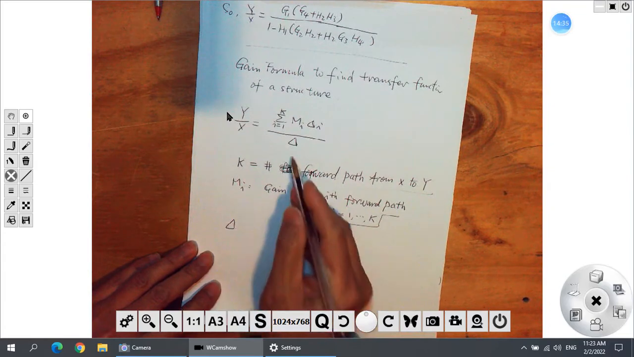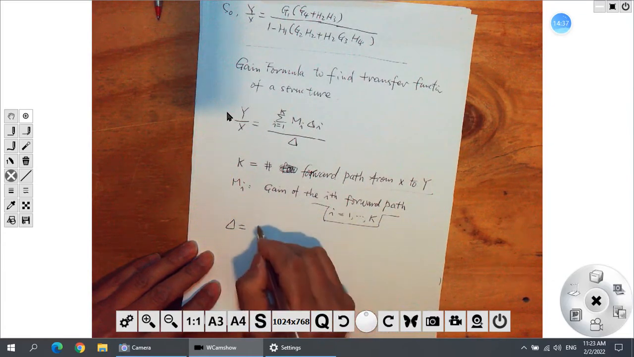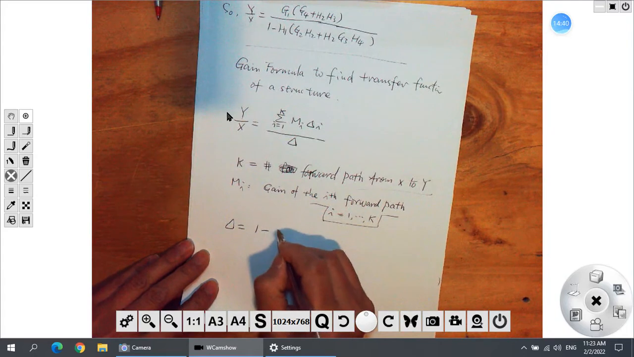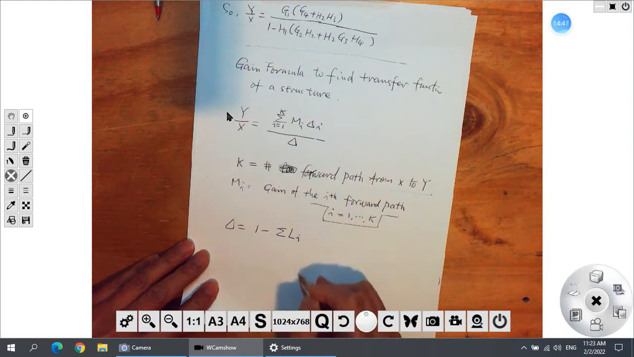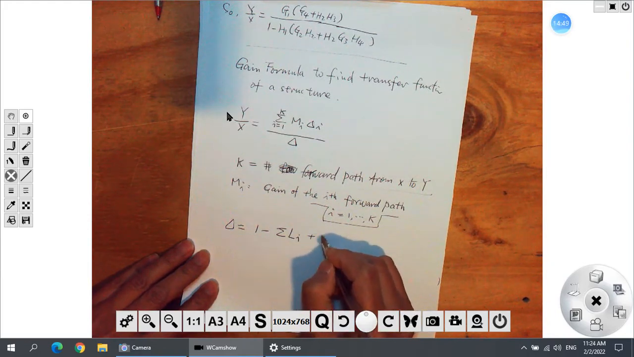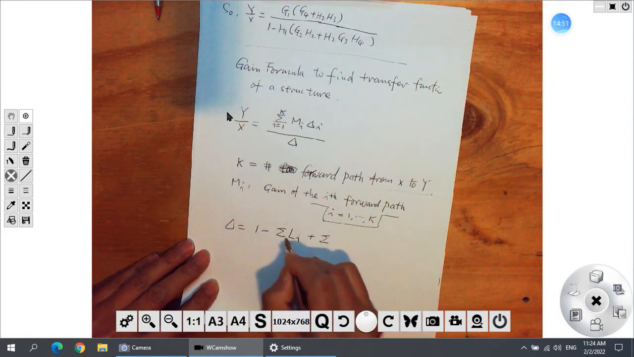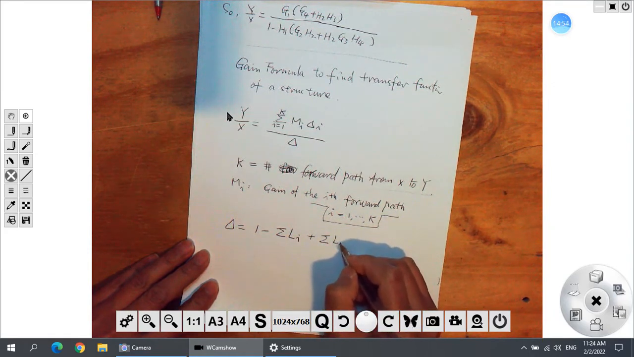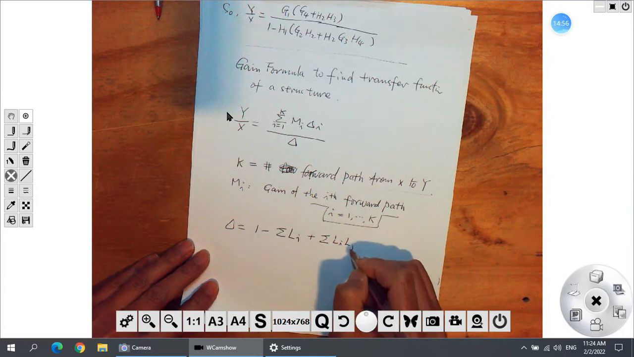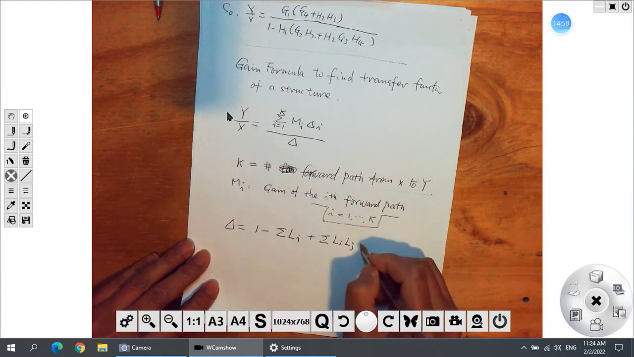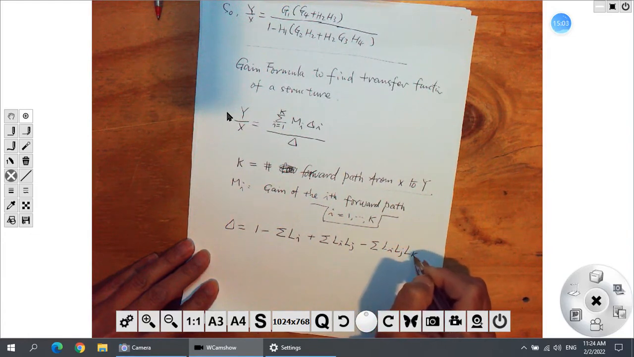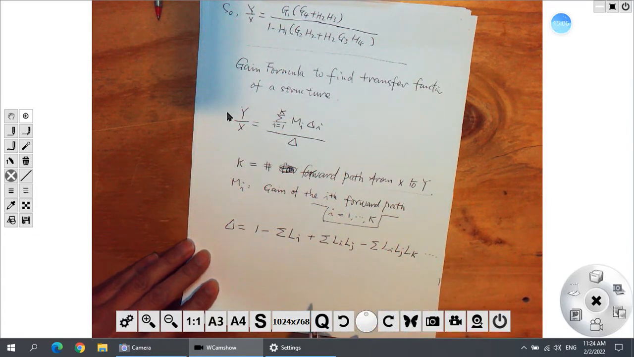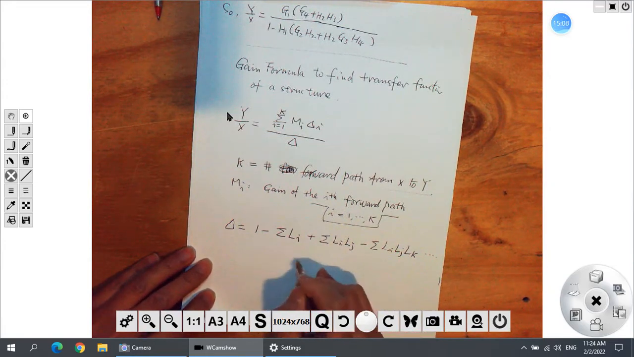Delta is in the denominator. Delta is 1 minus the summation of some terms, I say Li, plus some terms. I will explain what these L are. Some terms Li times Lj, and then minus more terms Li, Lj, Lk. Okay, so what are Li?